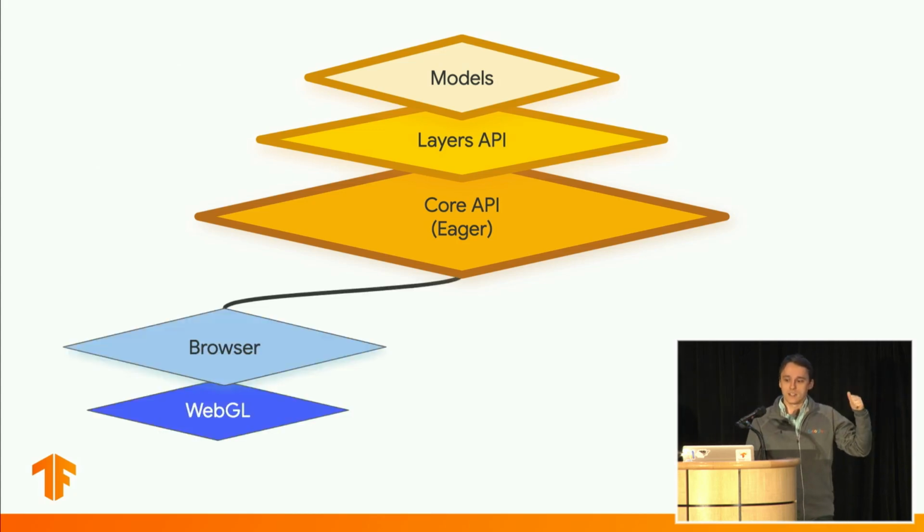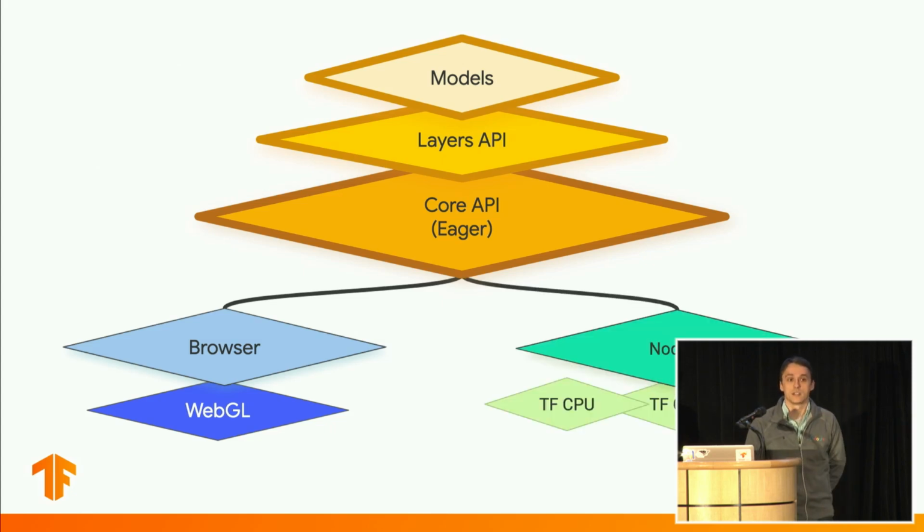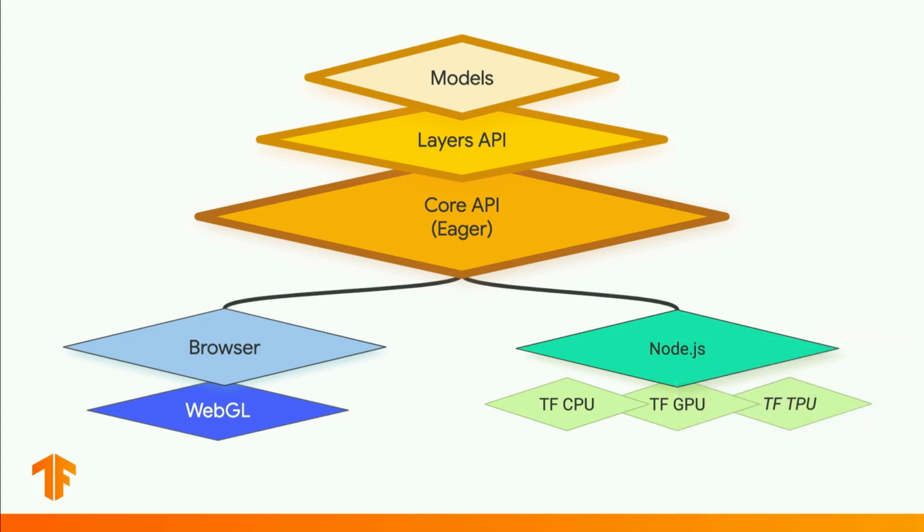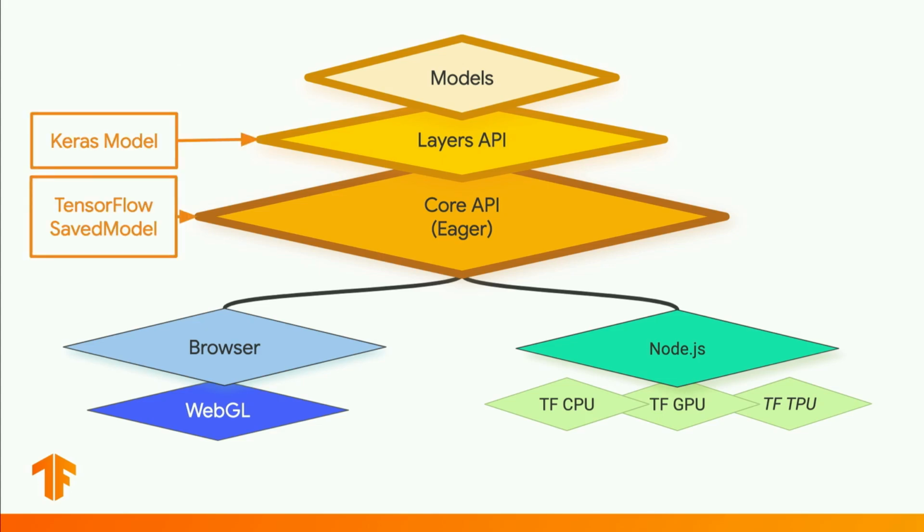On the backend side, all of this API in the browser utilizes WebGL to actually utilize the GPU, and that gives us a significant boost. On the server side in Node, we can bind to anything, so we bind to TensorFlow C, which then can utilize GPU, CPU, TPUs. And lastly, if you have an existing model in Keras or a TensorFlow saved model, we have converter tools that can allow you to automatically port your model to the web or server side.